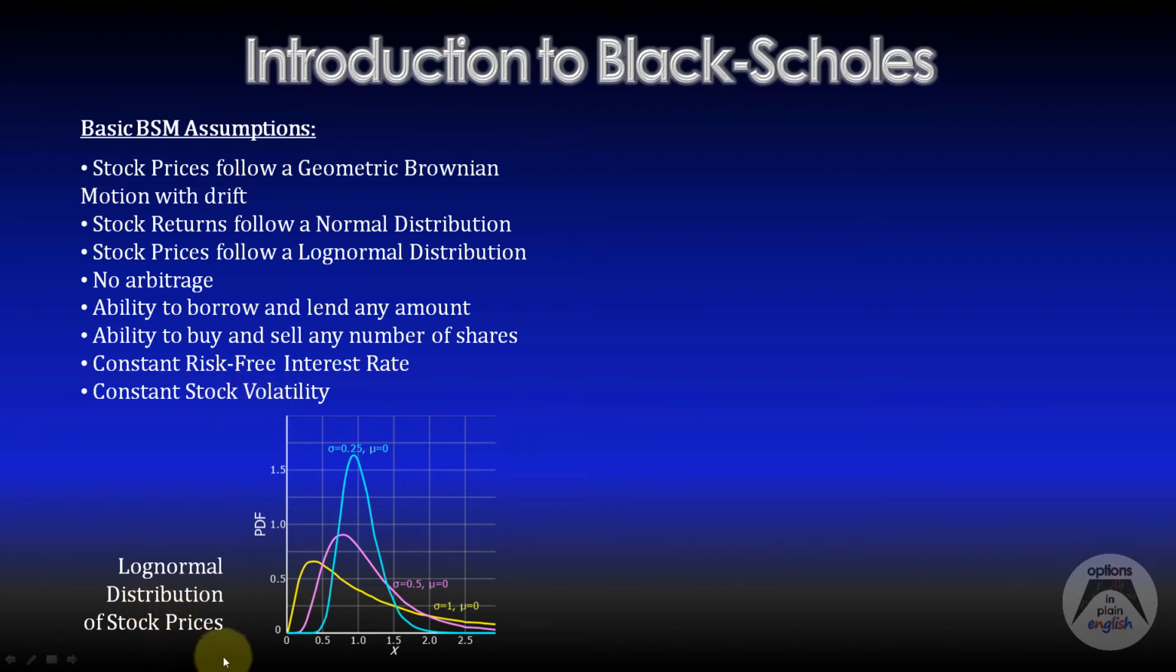When you analyze a log normal distribution, you can see here that it's a distribution that extends all the way to the right, so all the way to high prices, but it cannot go below zero, which is what we see when we take a look at underlying prices. So this is a distribution that the stock prices are assumed to have.